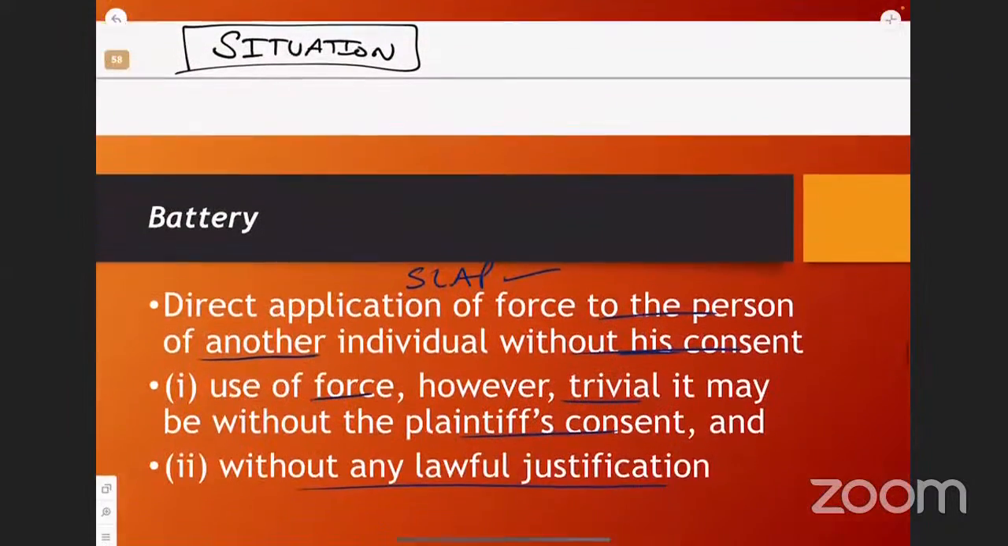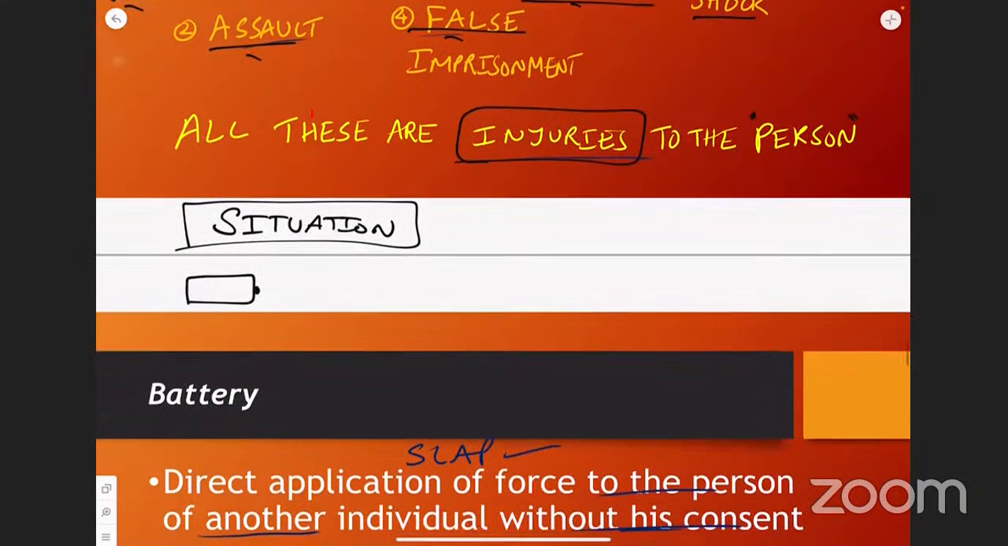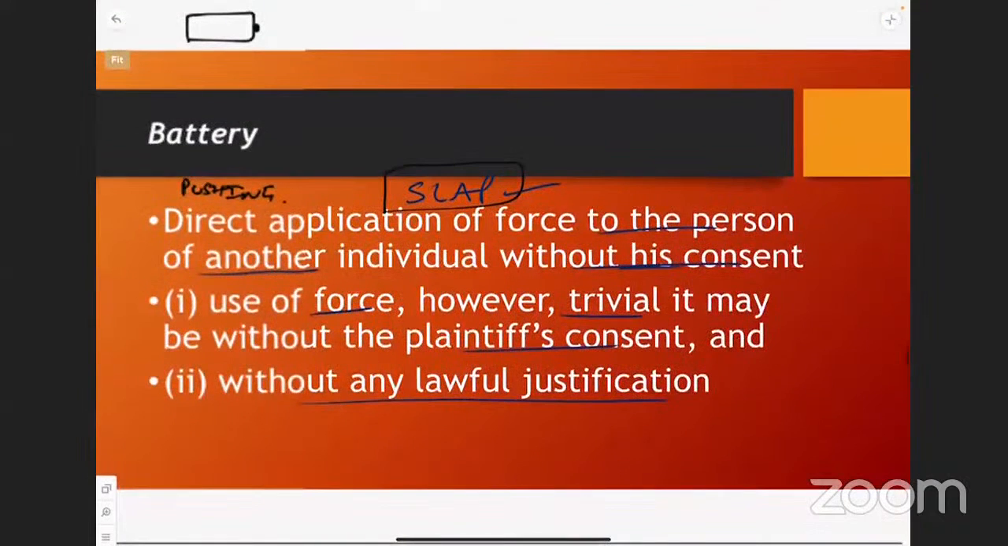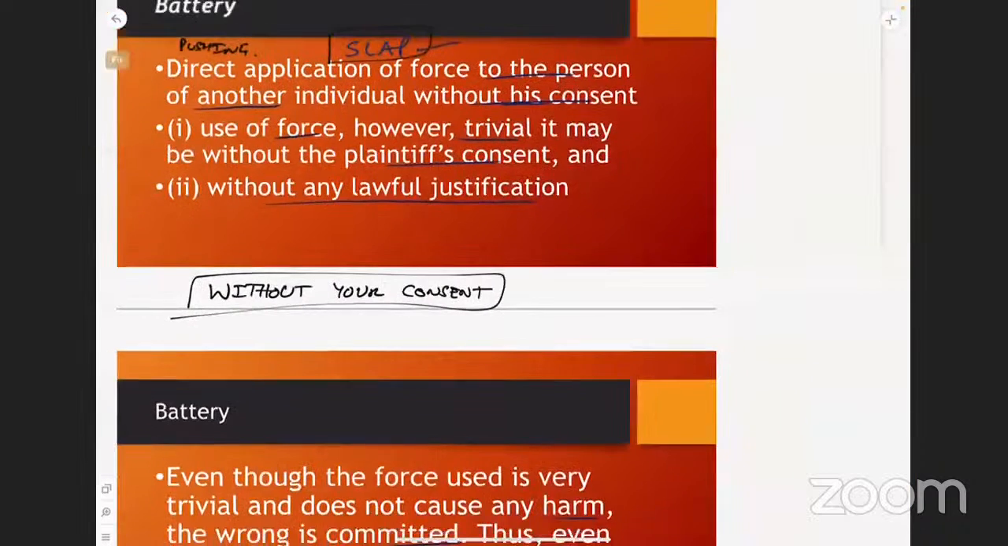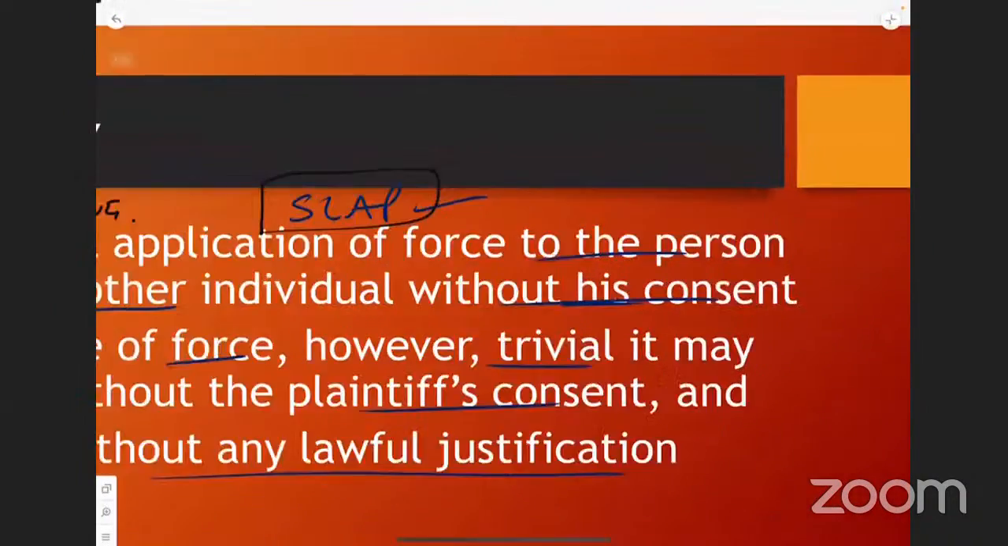So first we'll come to battery. What is battery? Battery is not the battery cell which you would have seen. That battery is different. This relates to the direct application of force to the person. Whether it is slapping or pushing, there should be direct application of force to the person of another individual without his consent. What is the most important thing? Without consent. Now think, if I push you without your consent, without telling you, without giving you any warning, how are you going to feel? Direct application of force to the person of another individual without consent.